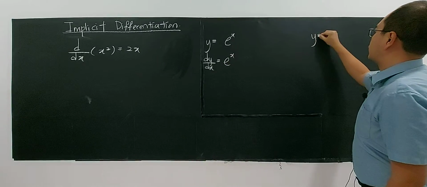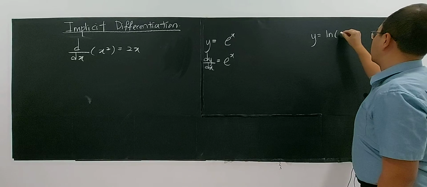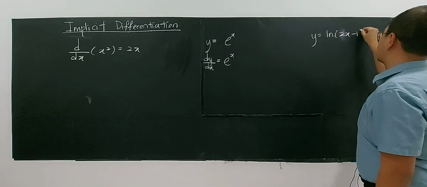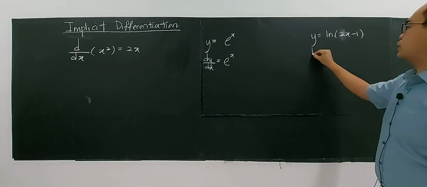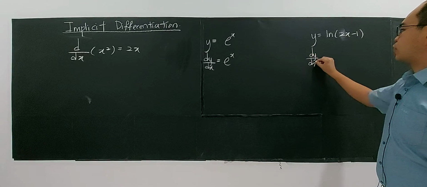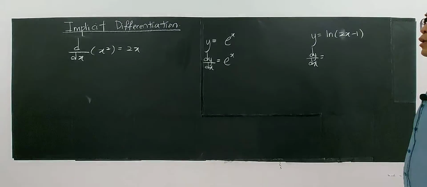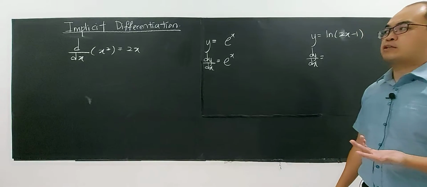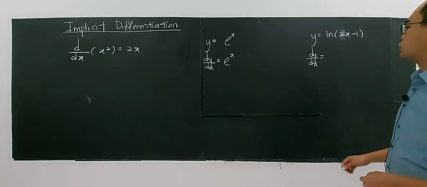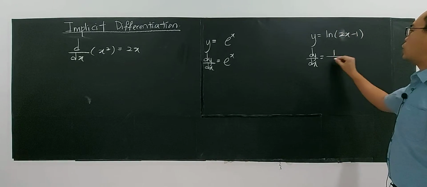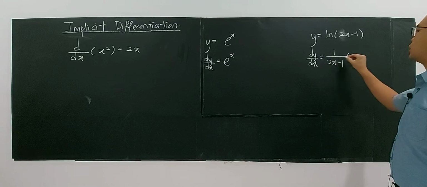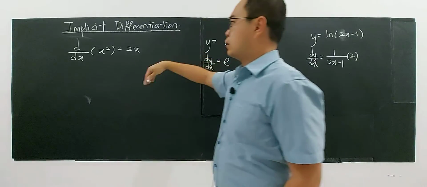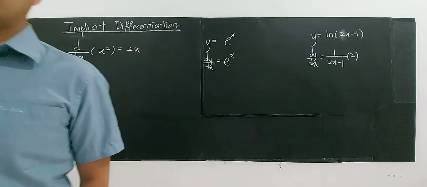So what if I have ln, for example ln(2x minus 1)? As you already understand all the formulas for differentiating exponential, ln, logarithmic, and trigonometric functions, you have 1 over 2x minus 1. Differentiate 2x minus 1, you have 2, right? This is explicit differentiation.